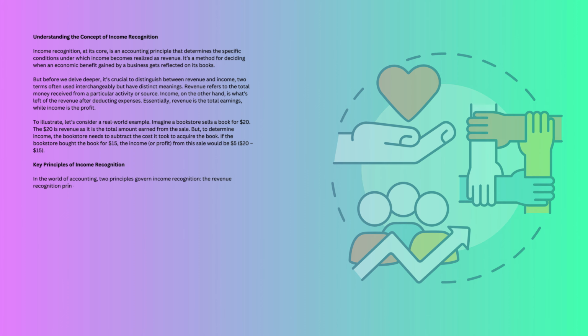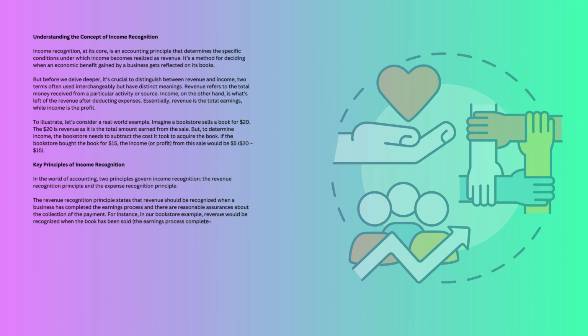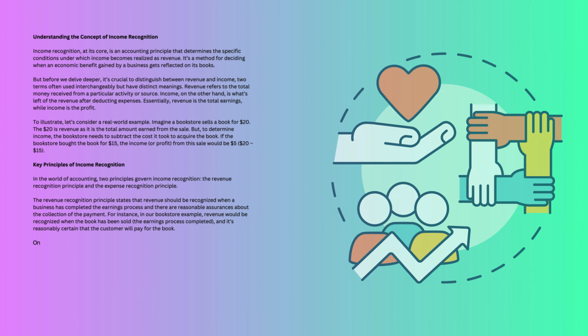Key principles of income recognition. In the world of accounting, two principles govern income recognition: the revenue recognition principle and the expense recognition principle. The revenue recognition principle states that revenue should be recognized when a business has completed the earnings process and there are reasonable assurances about the collection of the payment. For instance, in our bookstore example, revenue would be recognized when the book has been sold, the earnings process completed, and it's reasonably certain that the customer will pay for the book.